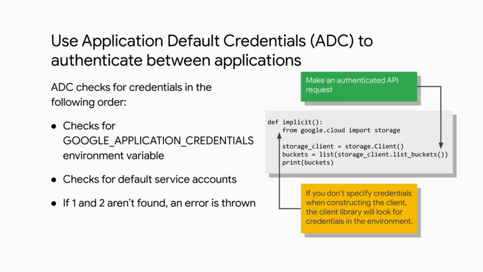If the environment variable isn't set, ADC will use the default service account that Compute Engine, Google Kubernetes Engine, App Engine, and Cloud Functions provide, assuming that your application runs on those services. If neither the environment variable nor the default service accounts can be found, an error will occur. The example demonstrates using Python to implicitly find the credentials, assuming that either the environment variable is set or the application is running on Compute Engine, Google Kubernetes Engine, App Engine, or Cloud Functions.